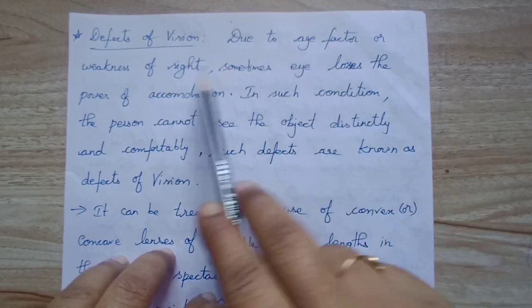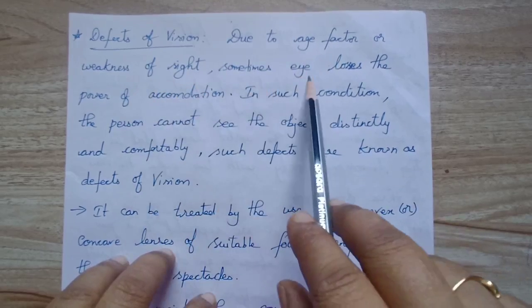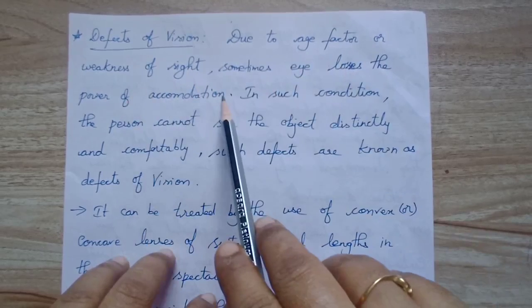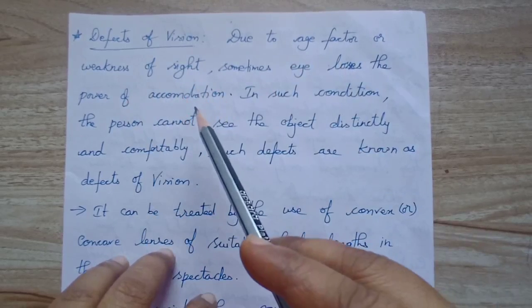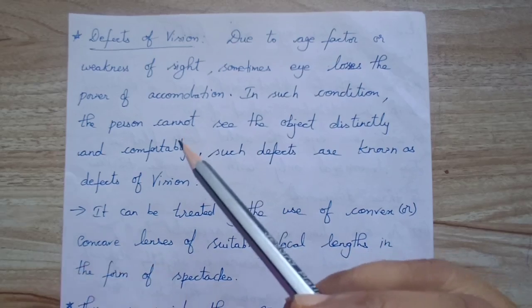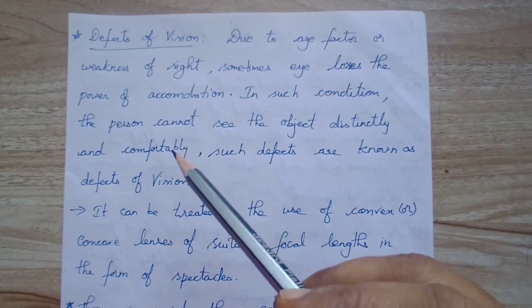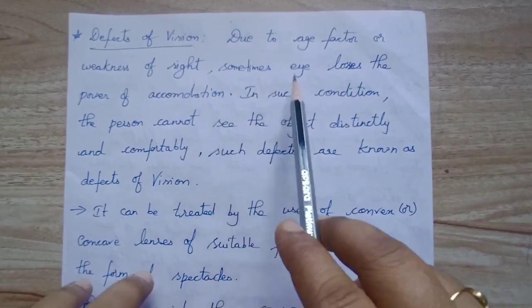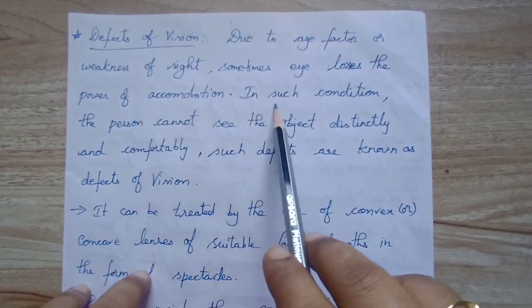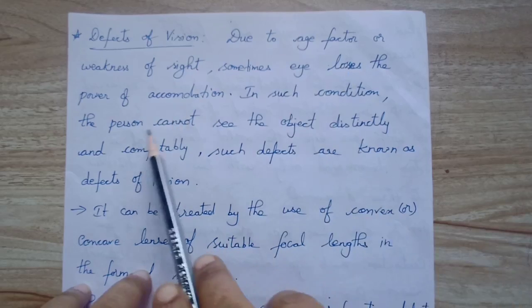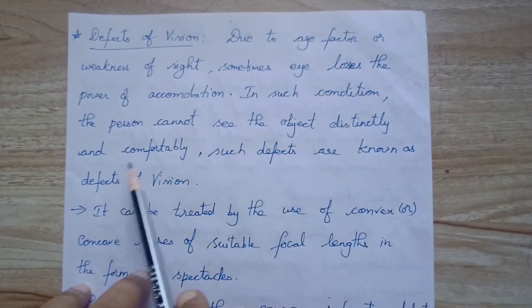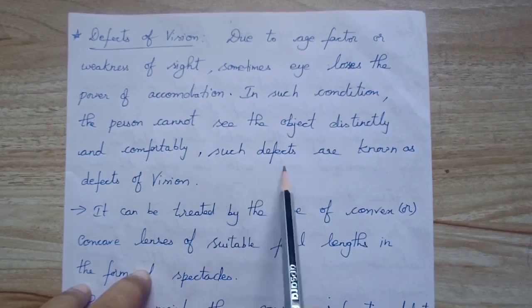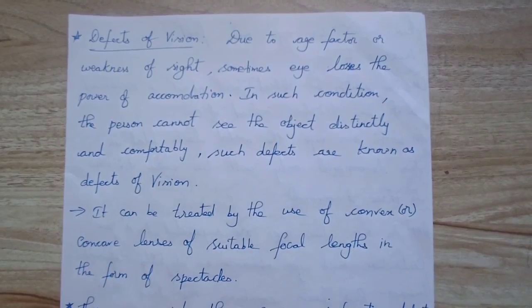Due to the age factor or weakness of the sight, sometimes the eye loses the power of accommodation. What is power of accommodation? That is the ability to converge or diverge the light rays, right? So it loses its power of accommodation. In such a condition, the person cannot see the object distinctly and comfortably. Such defects are known as defects of vision.